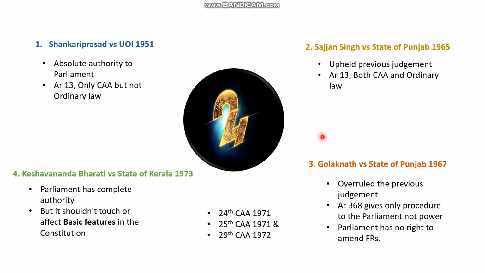Next, in Golaknath versus State of Punjab in 1967, the Supreme Court gave a totally opposite judgment. It overruled the previous judgment. We call it prospective overruling. The Supreme Court said Article 368 gives only the procedure, but not the power, to the Parliament to amend the Constitution. The Parliament has no right to amend the fundamental rights. How can you amend them? These are the basic rights given to the citizens of the country.